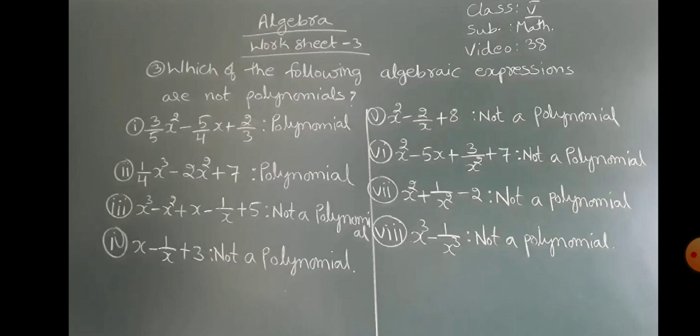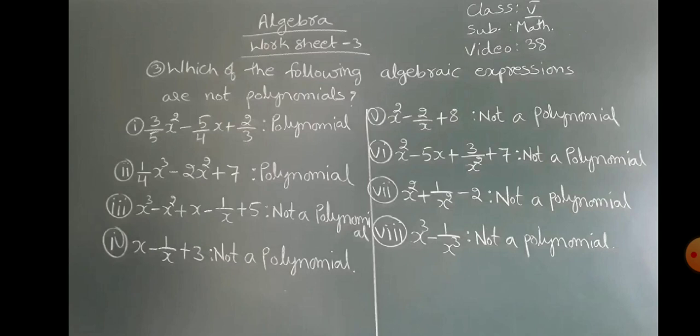You know the whole numbers. They are 0, 1, 2, 3, 4, 5 and so on. So if the powers of variables are 0, 1, 2, 3, 4 and so on, then only we can call such algebraic expressions polynomials. So here we have to discuss which are not polynomials also. If we know the polynomials, we have to differentiate which are not polynomials, right?